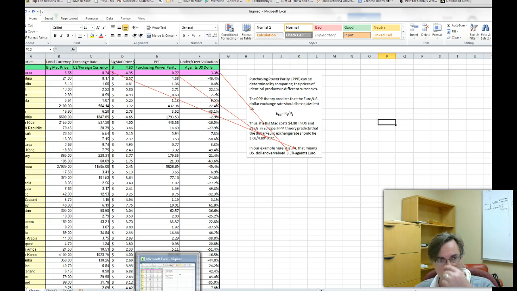Here's basically the theory. Anywhere you go in the world, the same good or service, this is how economists like to talk, same good, consumable, say, if the same ingredients and the same work goes into it, should cost the same everywhere in the world, even when adjusted to the local currency.